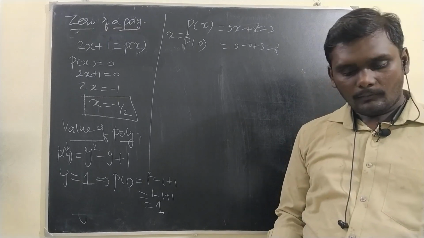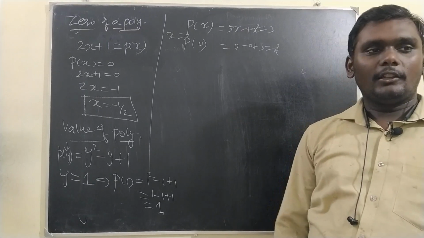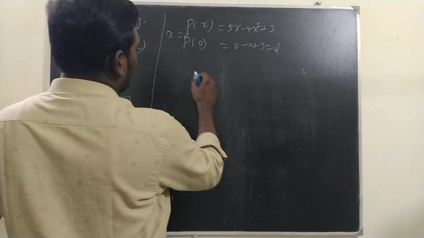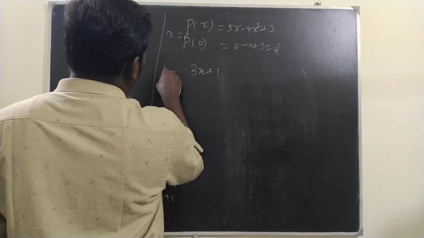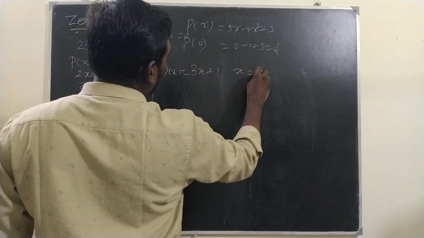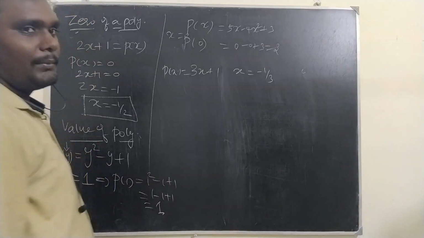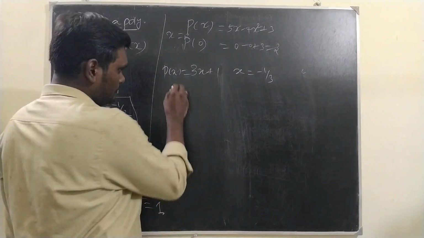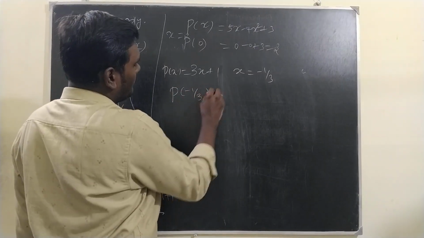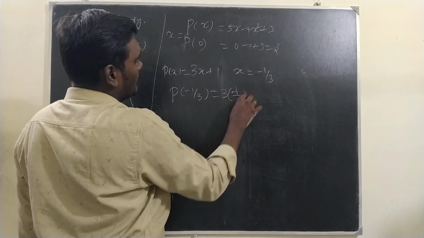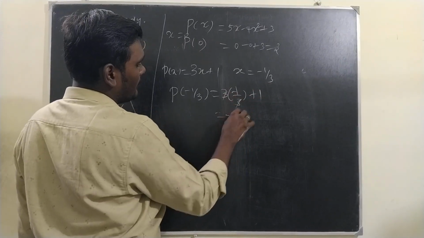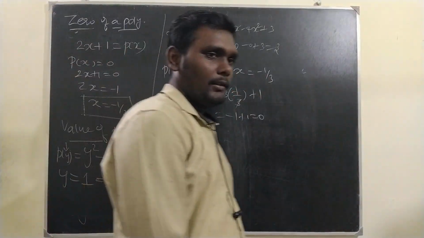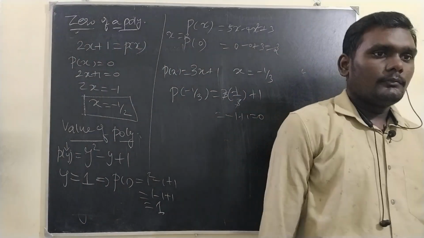Next, verify whether the given values are zeros of a polynomial. How will you verify? See, 3x plus 1, p of x is there, and x equals minus 1 by 3. Whether it is a zero of a polynomial or not, how will you verify? Substitute that particular value here. So, p of minus 1 by 3 equals 3 times minus 1 by 3 plus 1. So, 3 will get cancelled, minus 1 plus 1, we get 0. So, minus 1 by 3 is a zero of a polynomial. Okay. Got it?